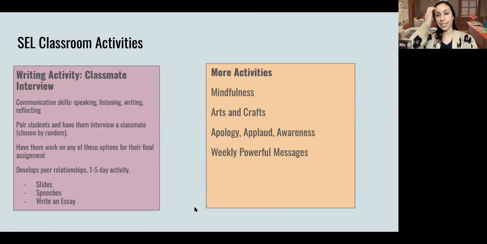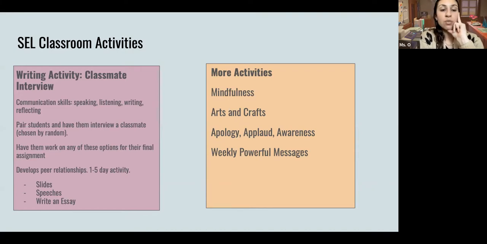And here are some classroom activities. So this portion of the webinar, we're going to talk about some things that you can use in your classroom starting next week if you wanted to. The one on the left, I'm going to talk about the writing activity first with the classmate interview. I put this together for my students. This was for my reading intervention class, and I wanted them to just focus on communicating with someone that they may not have talked with yet before, or they may know of them in the classroom, but they haven't had a deeper conversation. So the goal here was developing their communication skills: speaking, listening, writing, and reflecting.